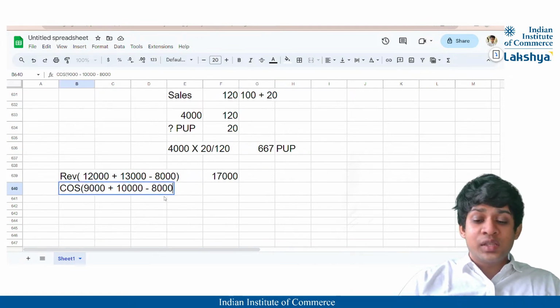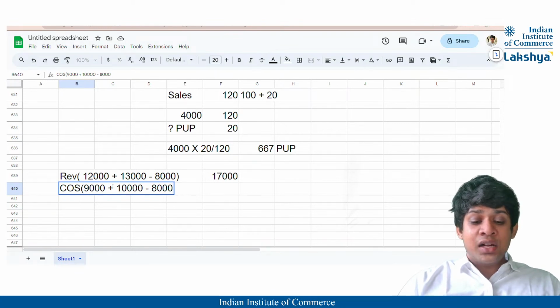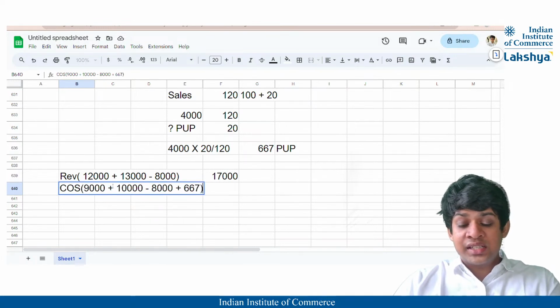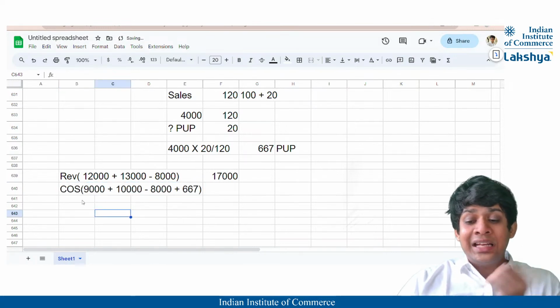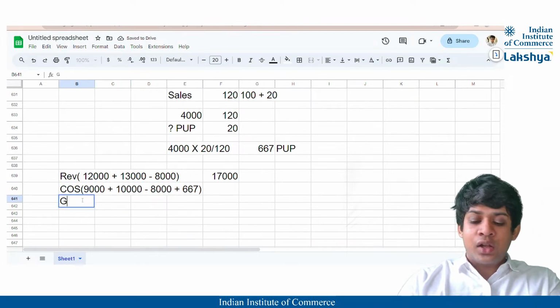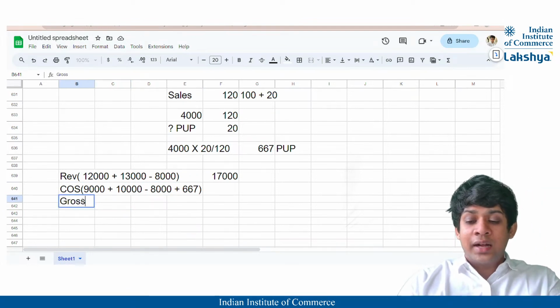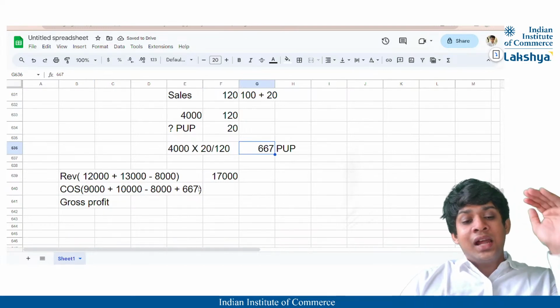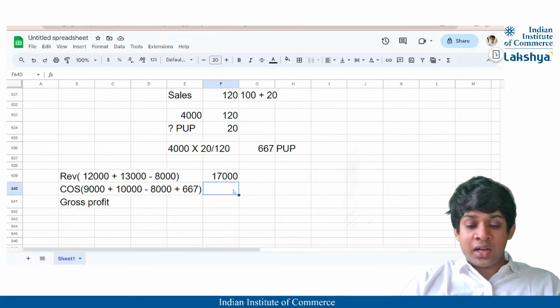So this profit, I have to remove it. If I have to remove this profit, that means I will add 667 to the cost of sales, right? Because if I add 667 to my cost of sales, my cost of sales will increase by that amount, and thus my gross profit will reduce by that amount. So it is adjusted. If I increase my cost of sales by 667, my costs are increased and thus my profit is reduced by that amount, correct?